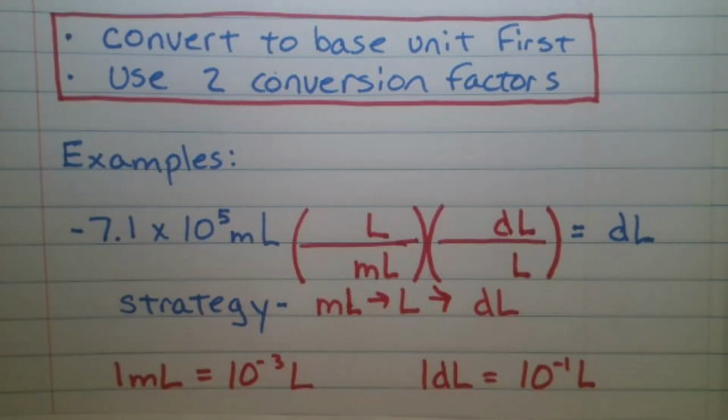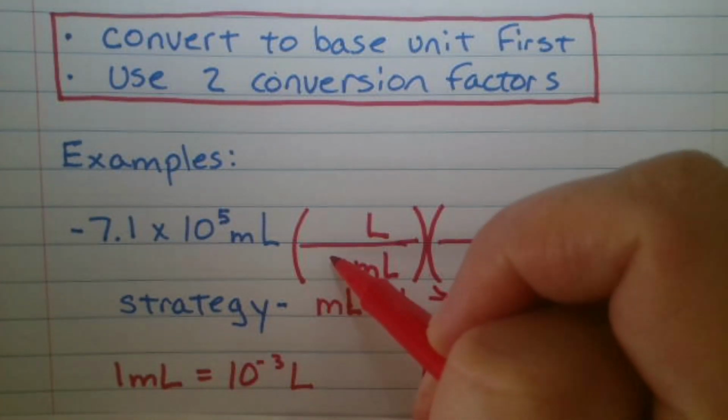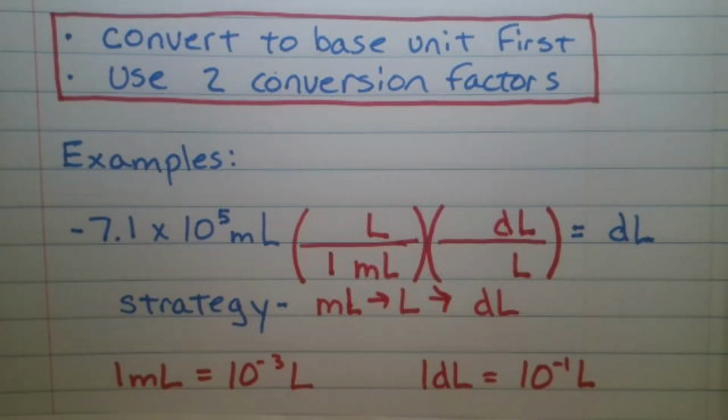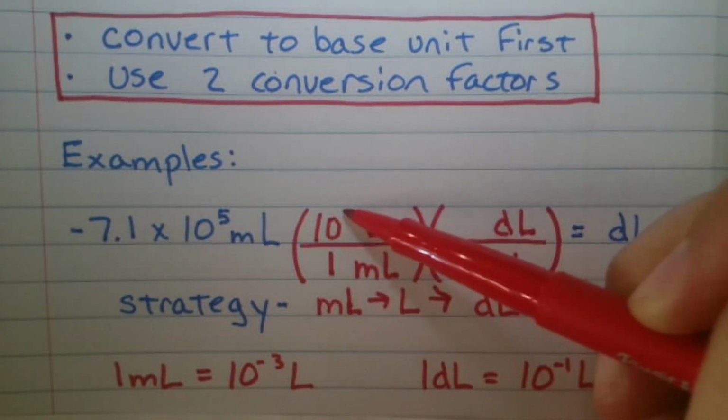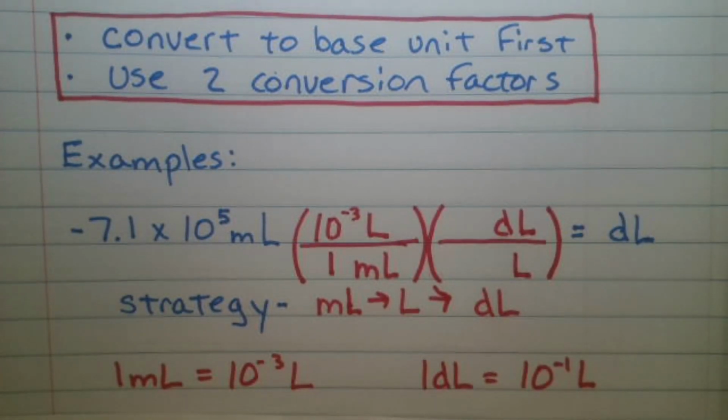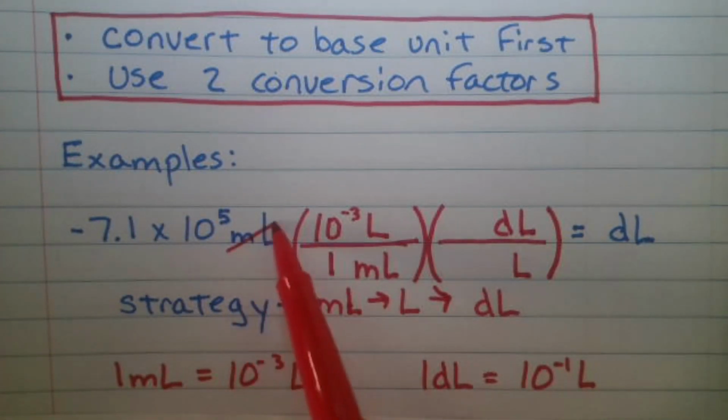Now let's go in and plug in the numbers. First, 1 milliliter is equal to 10 to the negative third liters. Well, look at the number right here. I have 1 milliliter. So since I have 1, I would write 1. 10 to the negative third liters. So 10 to the negative third. Milliliters over milliliters cancels.